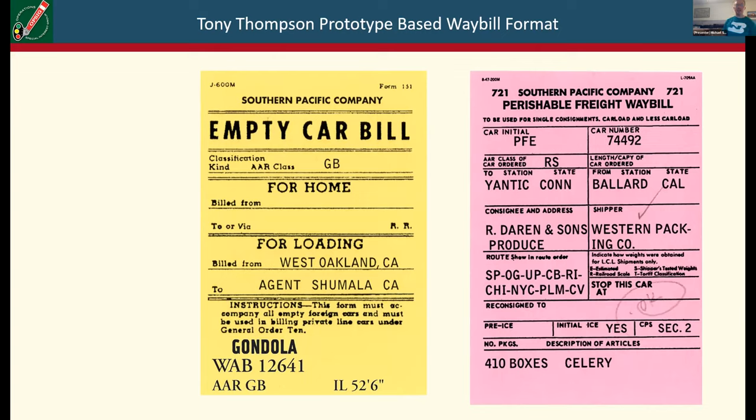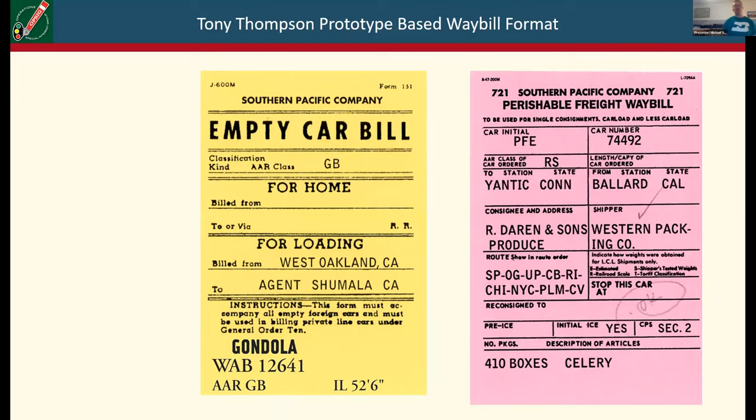And in the series, he showed this is based off of the prototype-based ones. On the right side, the pink one is a waybill specifically for perishable traffic. Some traffic had specific waybills themselves, and this is an example he made from prototype ones. So this is an SP perishable waybill. There's a PFE car 74492. It's similar to one on the previous page, but this one is more specific for perishable traffic.